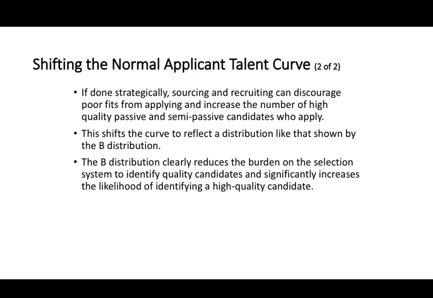We want it to be more like the distribution on the far right, the B distribution, as they say. The B distribution clearly reduces the burden on the selection system to identify quality candidates and significantly increases the likelihood of identifying high quality candidates. So we should aim always to have a system that certainly accepts active lookers, but that we want really to increase those numbers of passive and semi-passive candidates because they tend to be the higher quality candidates. And attract them to leave one company and come to another.